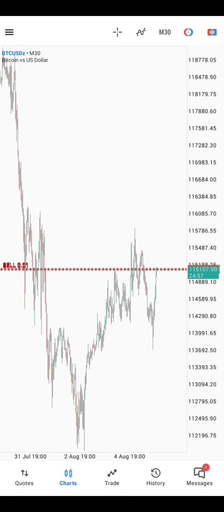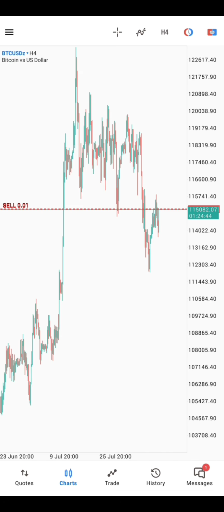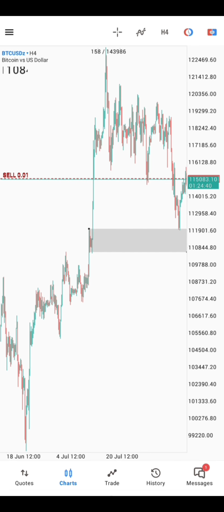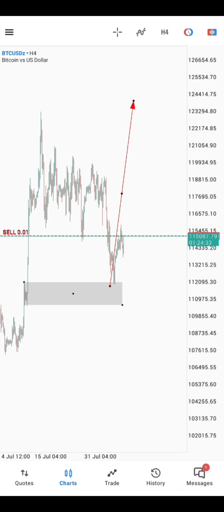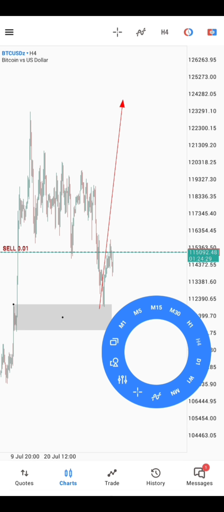All right, so this is the reason why I took a sell on BTC. When you get to a higher time frame, H4, you'll see that price is reacting at this order block zone, and it has liquidity, so we are expecting it to buy, but I'm selling this time, and this is the reason why I am selling.